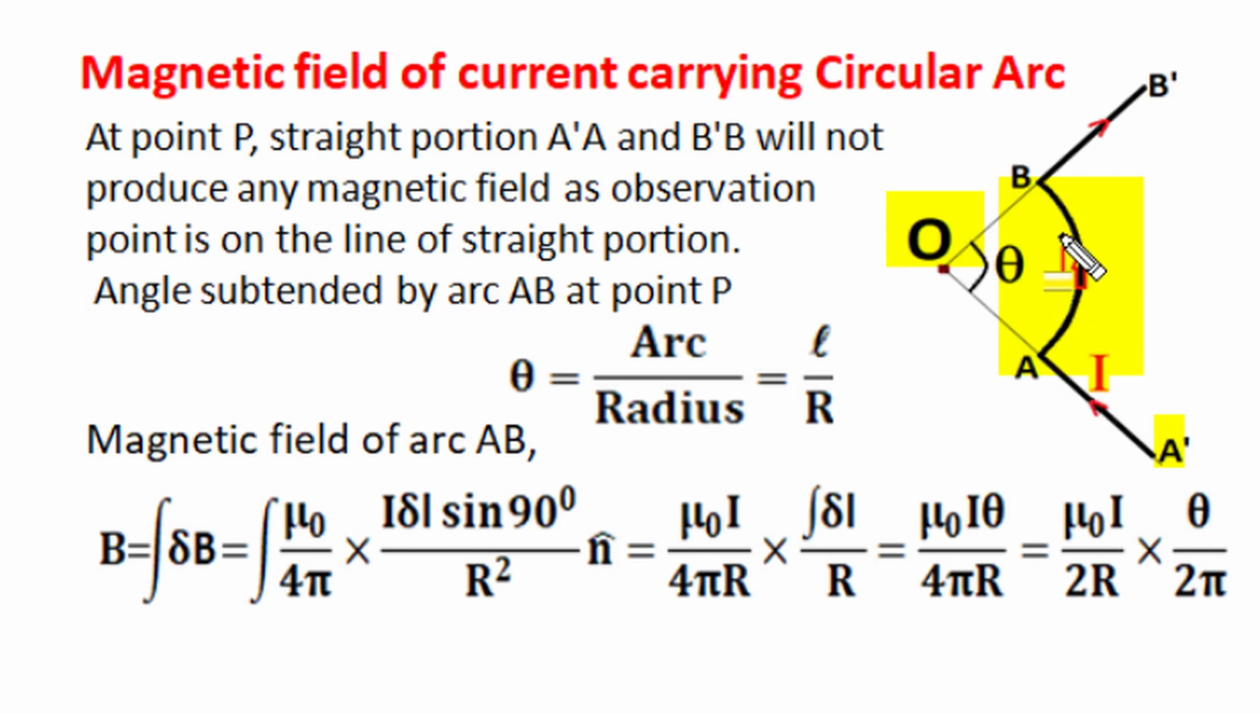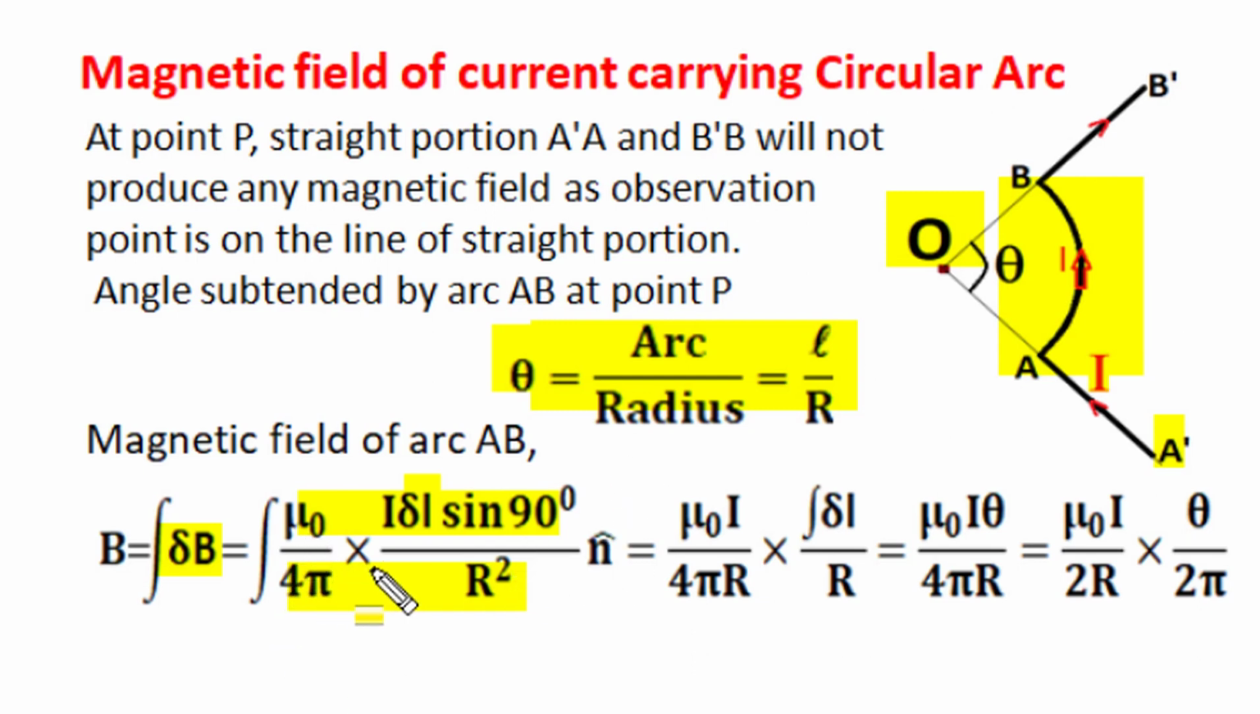Now this AB section of arc length L subtends an angle theta in radian, and theta angle is given as arc by radius. To find the resultant magnetic field contribution of the AB arc length, let's take an elemental length dl, and that length contributes an elemental magnetic field as mu 0 I dl sine 90 upon 4 pi r square, where r is the radius of the circular arc, as we have to find the magnetic field at its center, and 90 is the angle between the circumference of circular AB section and radius.